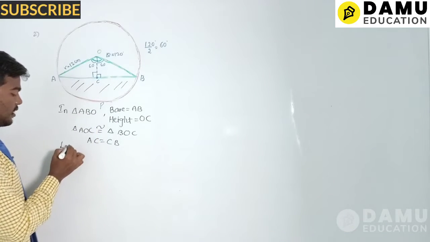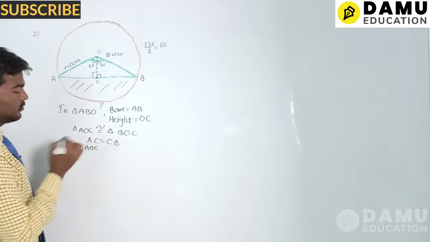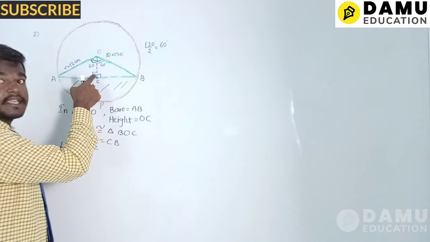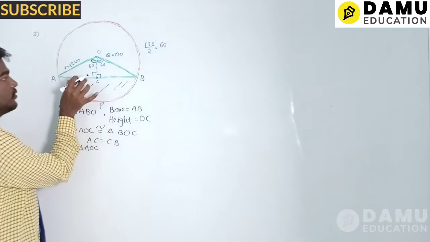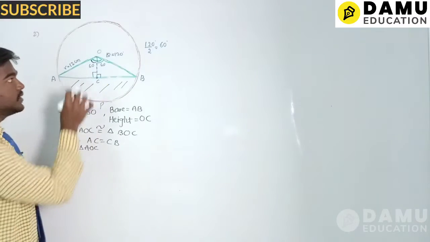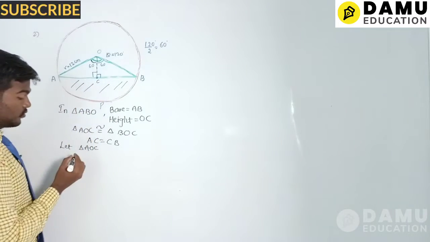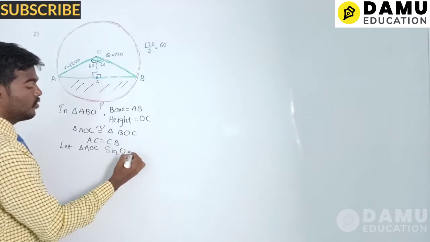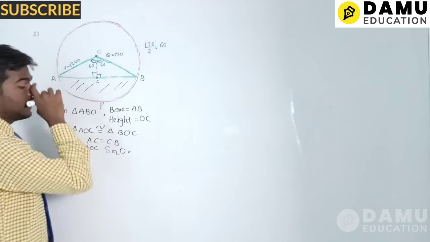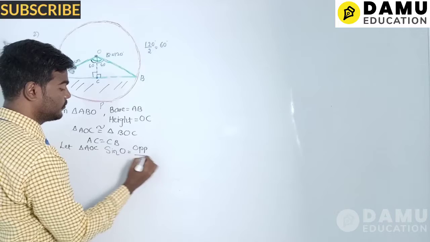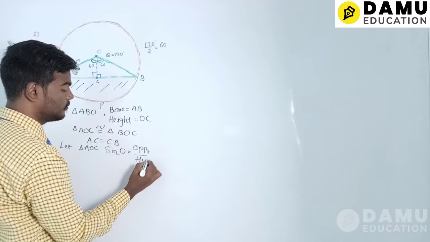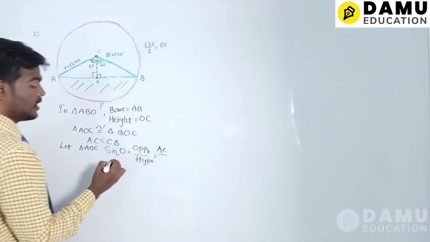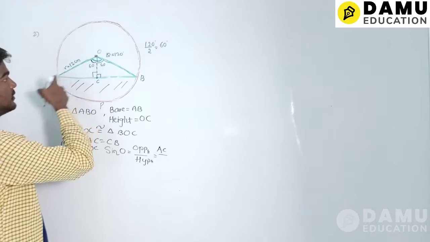So let's take triangle AOC. What is this angle? Let's use trigonometric ratios. From this angle it's making 90 degrees. In order to find the opposite and adjacent sides, the opposite side for this is this one. So in the triangle, sine O will be equal to the opposite side by the hypotenuse. The opposite side is AC, and the hypotenuse is AO.